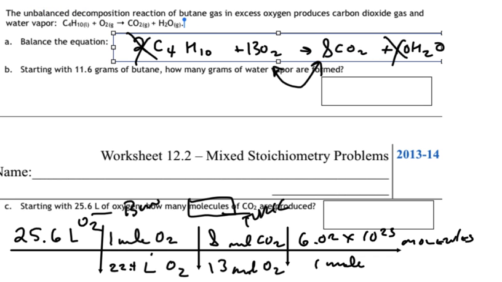Let me show you one more. Let me see if I can find one more. Here's an example. This is already worked out, but I think it's from one of your worksheets. If you look right here, they give me 25.6 liters of oxygen.